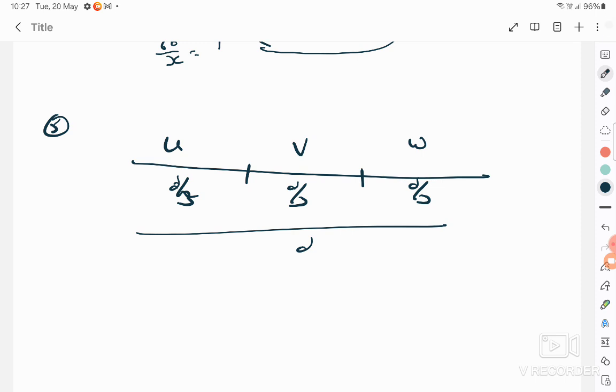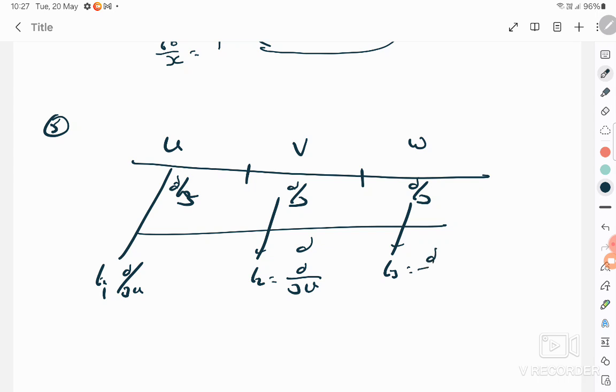Calculate the average speed of the body during the entire journey. As I told you, just keep calculating the time for it. Time is distance by speed. The time for this is t1, this is t2. Time for this is d by 3 by velocity u, and time for this is distance by velocity. Thus, you get a total time t1 plus t2 plus t3, which is d by 3u plus d by 3v plus d by 3w, the total time taken.